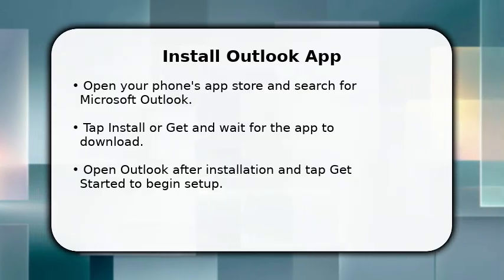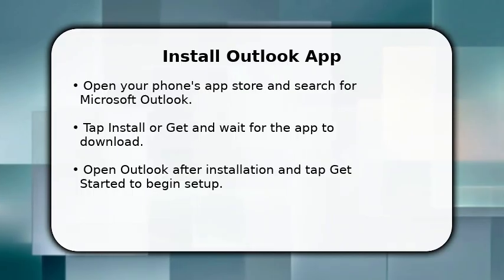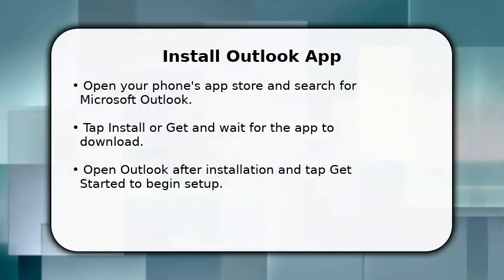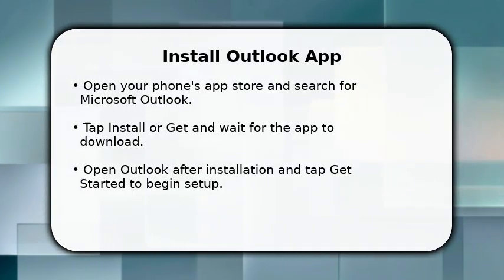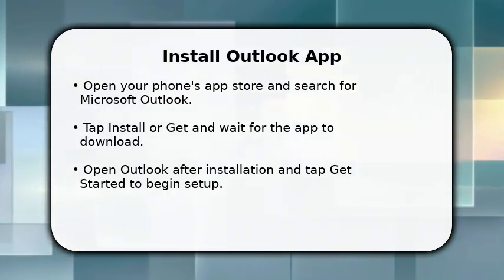Open your phone's App Store and search for Microsoft Outlook. Tap Install or Get and wait for the app to download. When the app finishes, open Outlook and tap Get Started to begin setup. Choose Add Account when prompted to enter your email address and password.